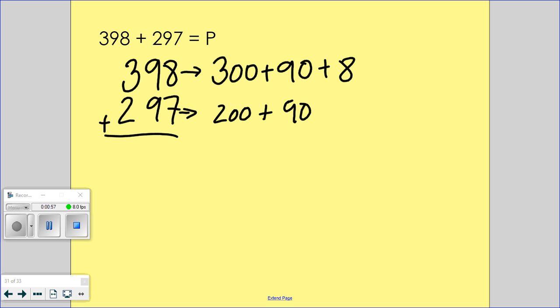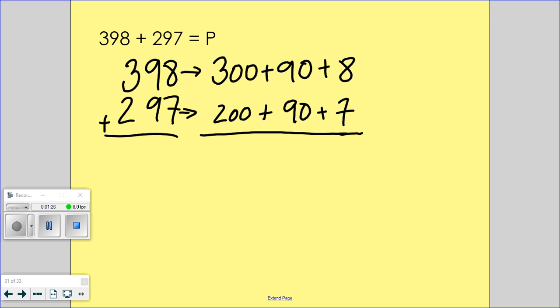Notice I kept my place values in line. My hundreds are over my hundreds. My tens are over my tens. My ones are over my ones. I need to start with my smallest unit, my ones. What is 8 plus 7? Double plus 1. William? 15. Can I squish 15 down in my ones spot?